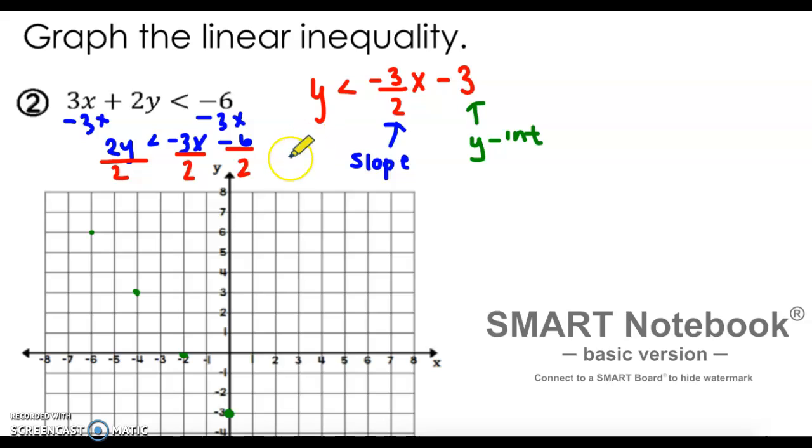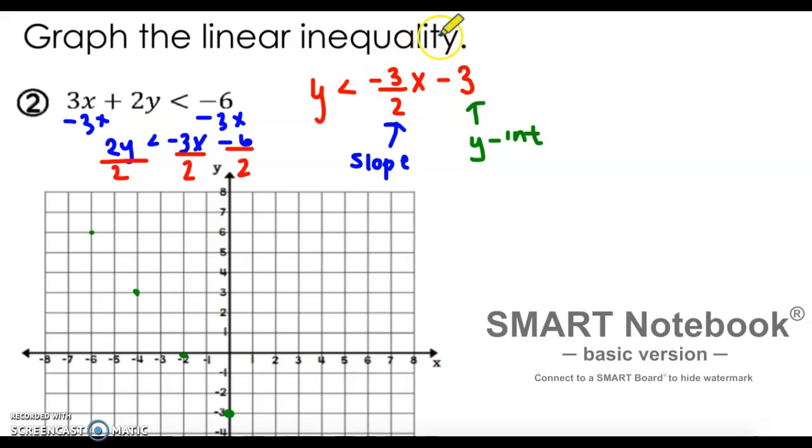Remember, here when you have more than one term on this right-hand side, show that you're dividing every single term by 2 so you don't forget a piece. So when we do that, we get y is less than -3/2x minus 3. And now this is in slope-intercept form. It's in a form that we can easily graph.